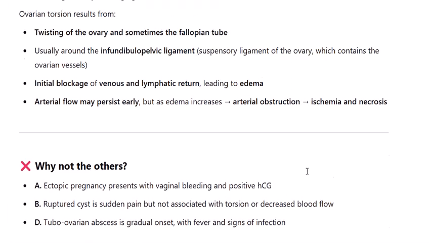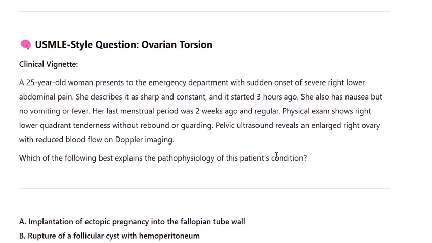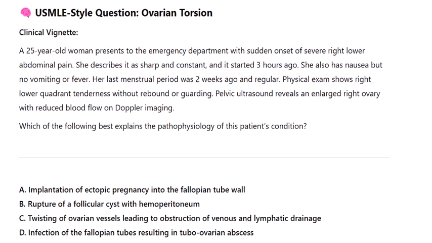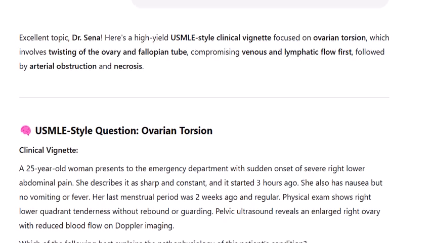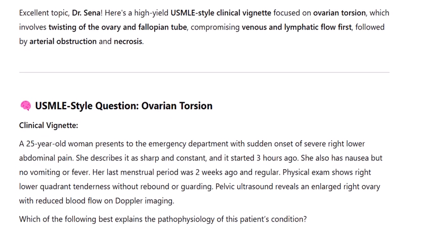Excellent topic, Dr. Sina. Here's a high-yield USMLE-style clinical vignette focused on ovarian torsion, which involves twisting of the ovary and fallopian tube, compromising venous and lymphatic flow first, followed by arterial obstruction and necrosis. USMLE-style question, ovarian torsion. Clinical vignette.